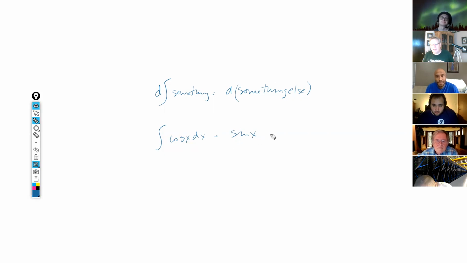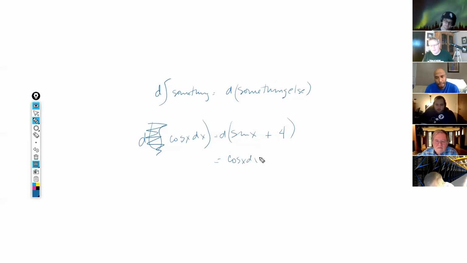But do you agree that something else could have been sine of x plus, I don't know, 4? Because if I take the derivative of both sides, that goes away, right? And I take the derivative of this side. What's the derivative of sine x? Cosine of x dx. But what's the derivative of 4? 0. The derivative of a constant is just 0. So in other words, I could have had something else there.